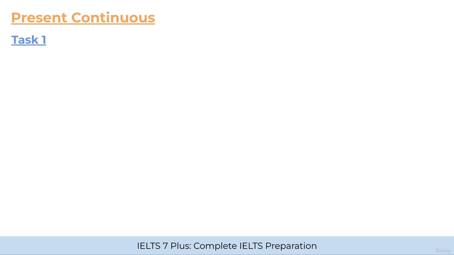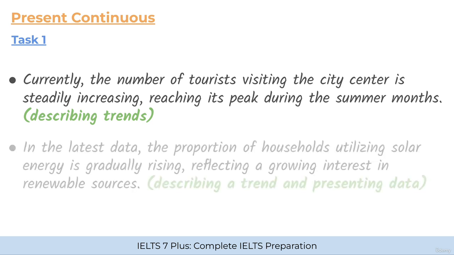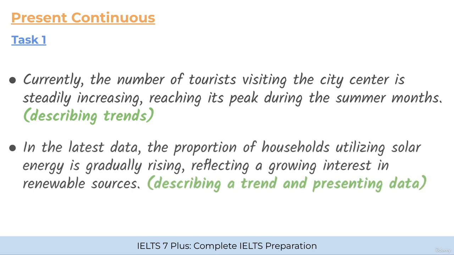And you can of course use this for task 1, sentences like currently the number of tourists visiting the city centre is steadily increasing, reaching its peak during the summer months. That's just describing trends. In the latest data, the proportion of households utilising solar energy is gradually rising, reflecting a growing interest in renewable sources. That's describing a trend and presenting data. Okay, think about present continuous. Can you see it? Can you spot it here?